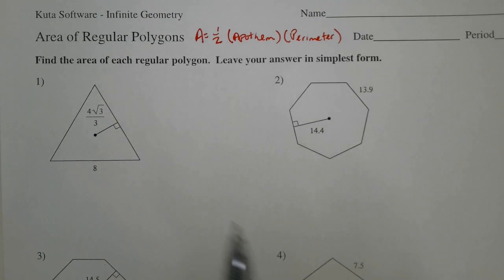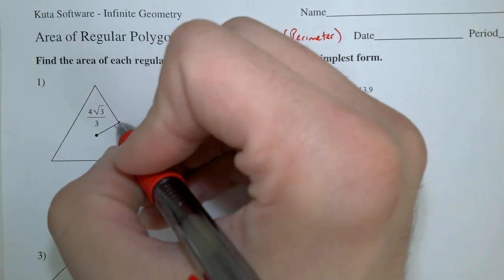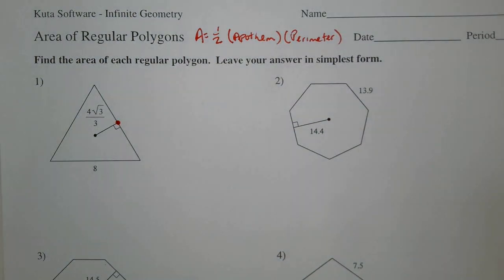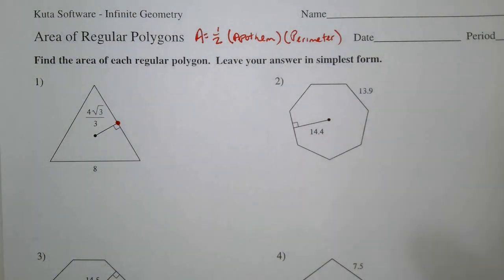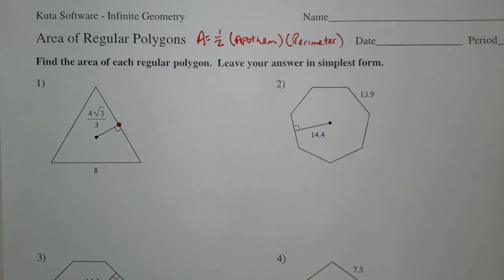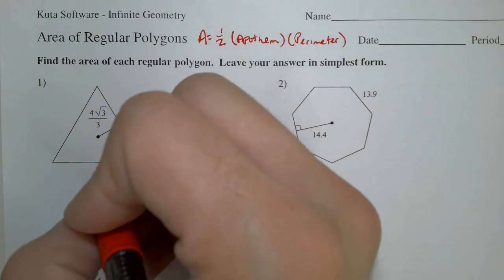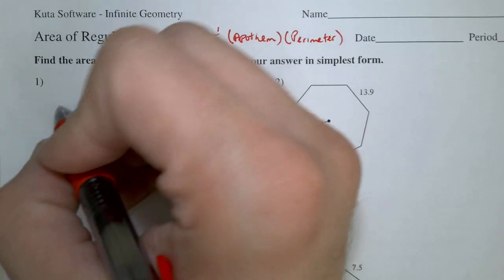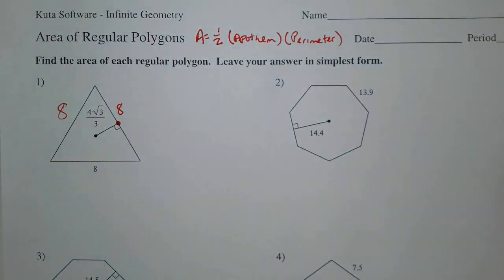The apothem, by definition, is whenever you go from the middle, it should technically be the middle, which we're estimating here, and then you go straight to the center of that regular shape. If you do that, you're good to go. In this case, our perimeter is referring to the perimeter of the entire shape, so we have 8, 8, and 8 here.